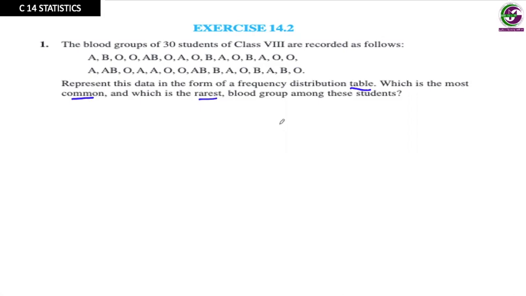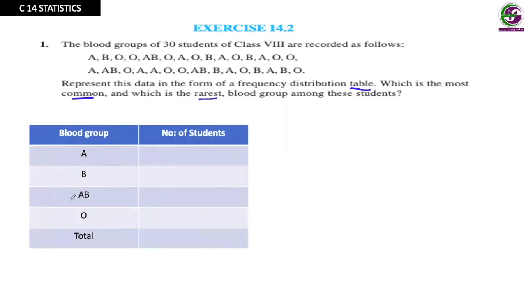Let us organize it in a table with the blood groups A, B, AB, and O. So we have A. How many A's do we have? 1, 2, 3, 4, 5, 6, 7, 8, 9. We can either make it by a tally mark or directly the frequency. Similarly, B is 1, 2, 3, 4, 5, 6. There are 3 ABs only and 12 O group. So altogether we have 9, 6, 3, 12, which makes 30 students. That's the first part of the question.